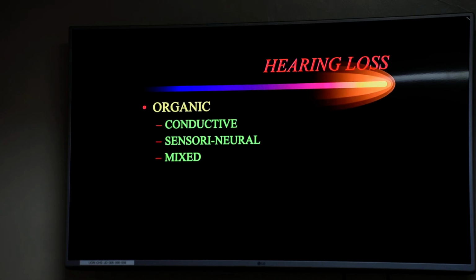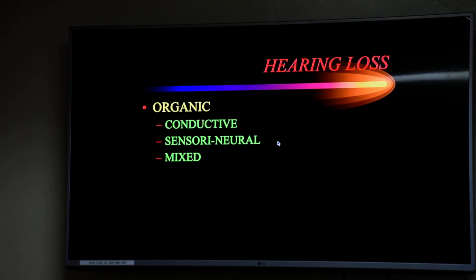A summary of hearing loss. Organic hearing loss is divided generally into three types. Conductive hearing loss is hearing loss due to problems with conduction. And because conduction is done in the external ear and the middle ear, problems such as wax, tympanic membrane perforations, pus in the middle ear, and disruption of the ossicular chain, all of this can cause conductive hearing loss.